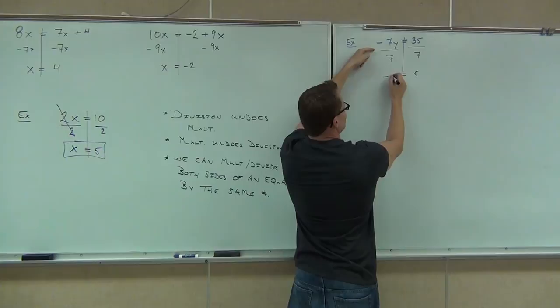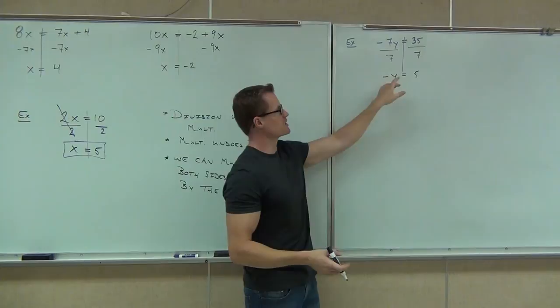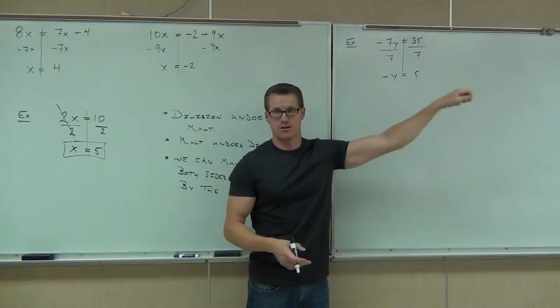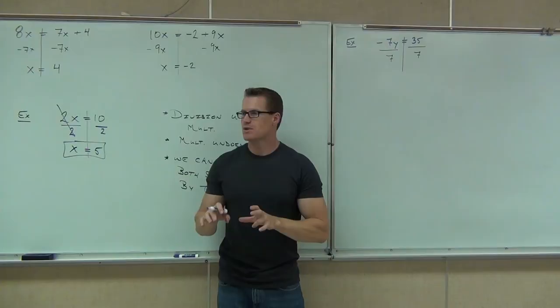Do you want negative y? No. What do you want? Positive y. That's right. If ever you do this and you get down here, don't lose your negative. You can just say if negative y equals 5, y equals negative 5. That's true. You would divide by a negative. However, to make this a little bit easier, what we're going to do is divide by the exact same number that you have in front of your y. The negative has to be included.